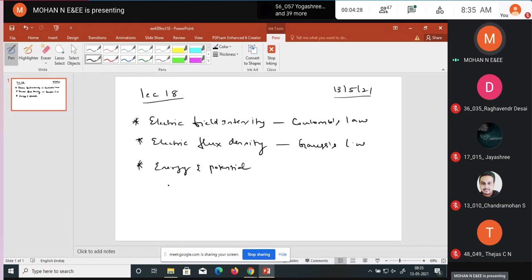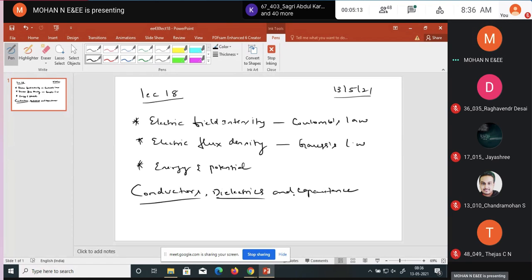With this background, we would be able to apply these concepts in understanding the different elements in electromagnetics as well as electrostatics. So with this background, we shall start studying about the conductors, dielectrics, and capacitance.